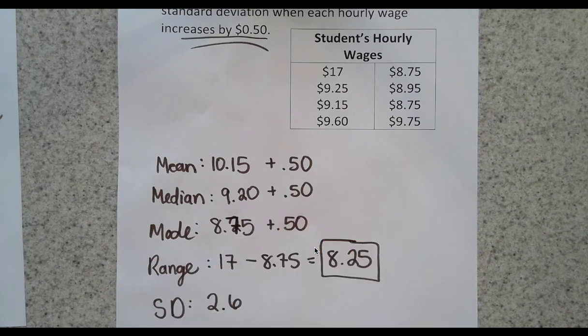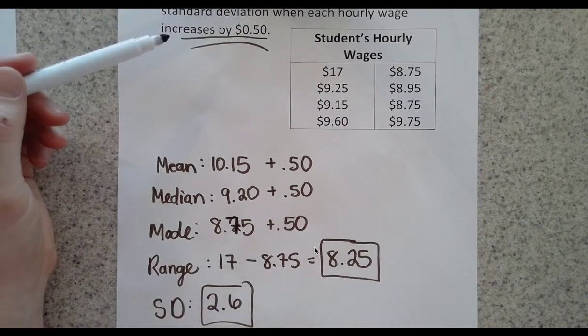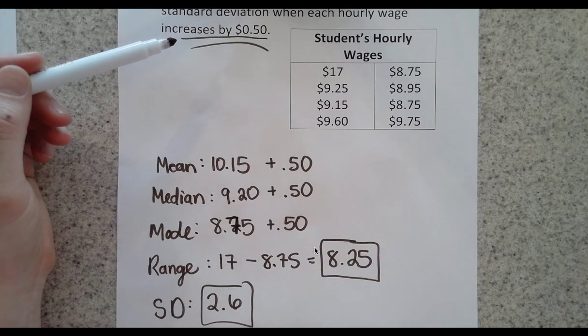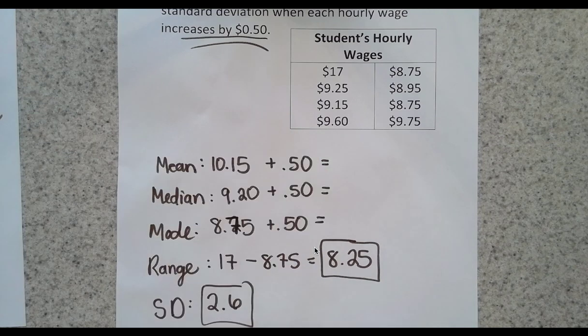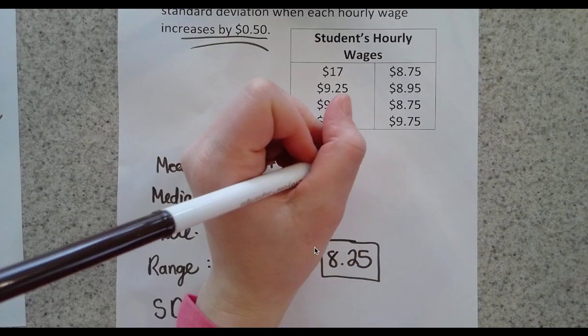Same idea goes for the standard deviation. If you're adding 50 cents to everybody's wages, that's not going to change the distribution or variation amongst the data. So these two are going to stay the same, even though the hourly wage is increasing for everybody by 50 cents. It's the mean, median, mode that we're going to have to adjust. So 10.15 is my mean, adding 50 cents, 8.75 plus 15 cents.